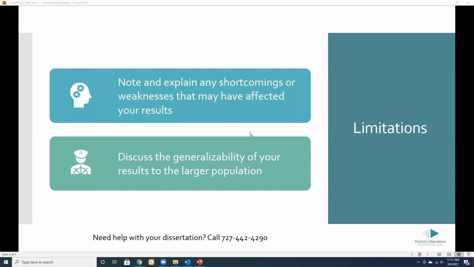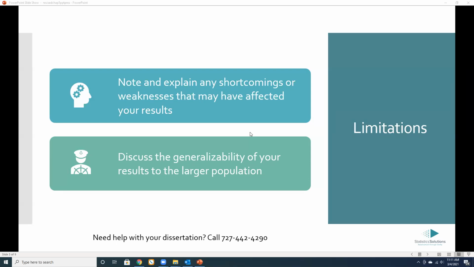And the idea is that when people are looking at your interpretations and your findings and you're making conclusions, if there's something that affected the results, it's a note to the reader that we have to interpret these results with these limitations in mind. And it's also appropriate in the limitations section to discuss the generalizability of your findings to the larger target population.